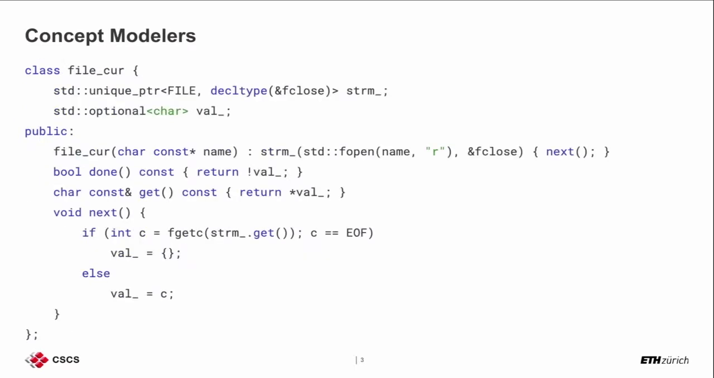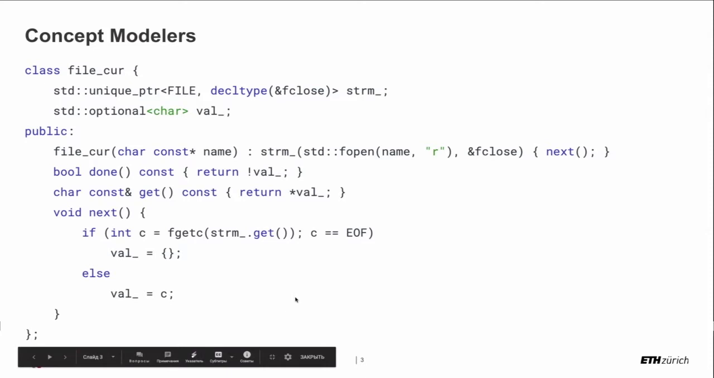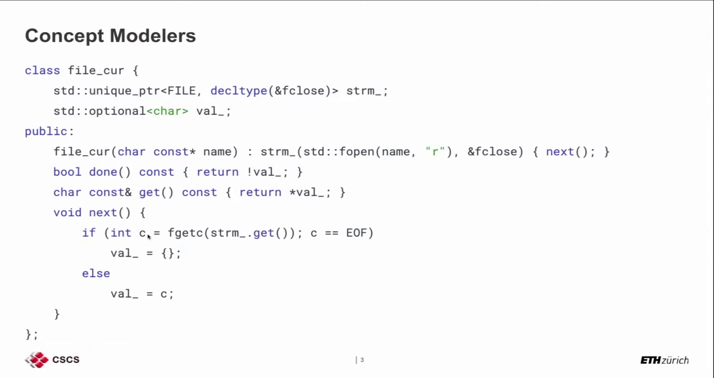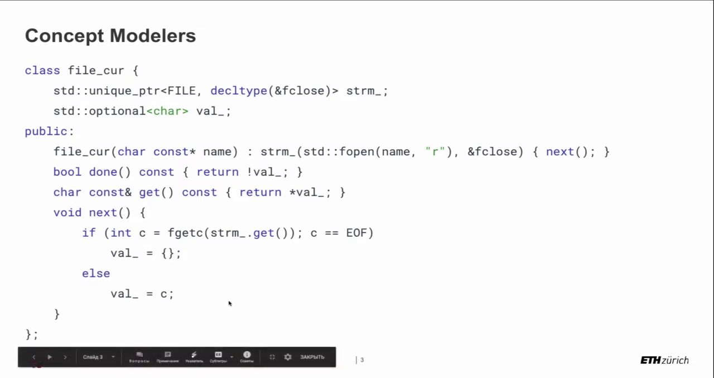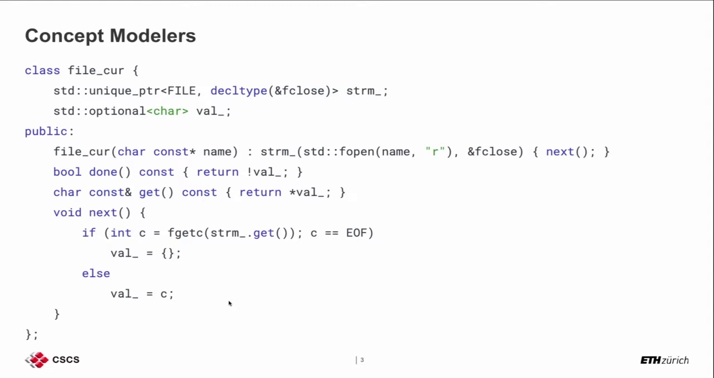Well, let's see how we can model this concept. For example, we have a file, just a file, and we use the C fopen function to open it. Let this class implement the cursor that outputs character by character from this file.